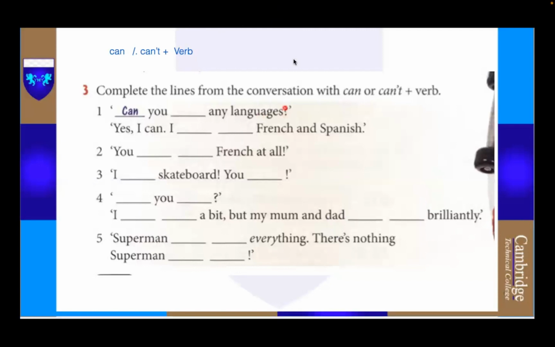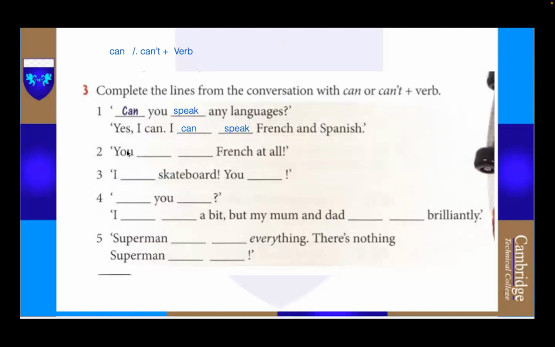Let's start. I think everyone is done. We need more time. Can you speak any languages? Yes. So here the verb is speak. Can you speak any languages? Yes, I can. Mr. Asad, can you give me this one? I can speak. Very good. I can speak.